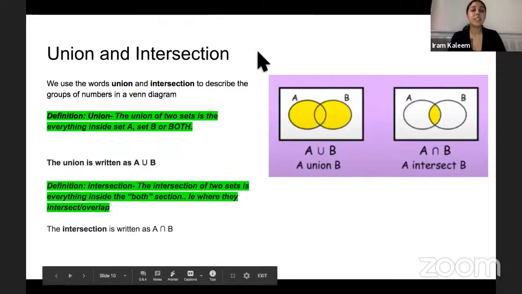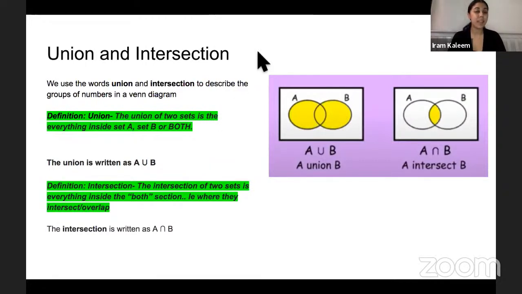Then we looked at union and intersection, and now we're going to get a chance to look at this in just a little bit more detail. So we said that we use the words union and intersection to describe the groups of numbers in a Venn diagram. I briefly touched on this last week, but this time you'll get a chance to write down these definitions. So if you haven't already, I'd love for you to write down the definitions that are highlighted in green.